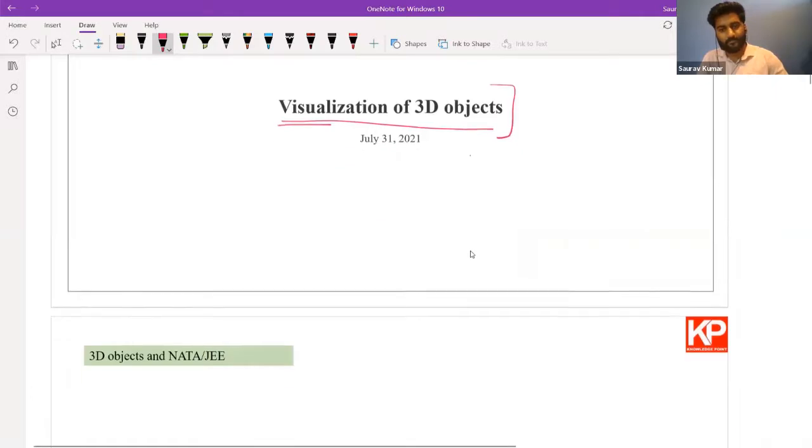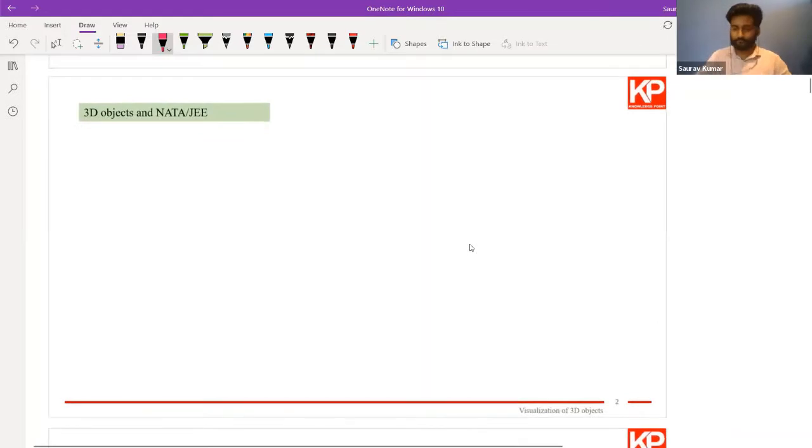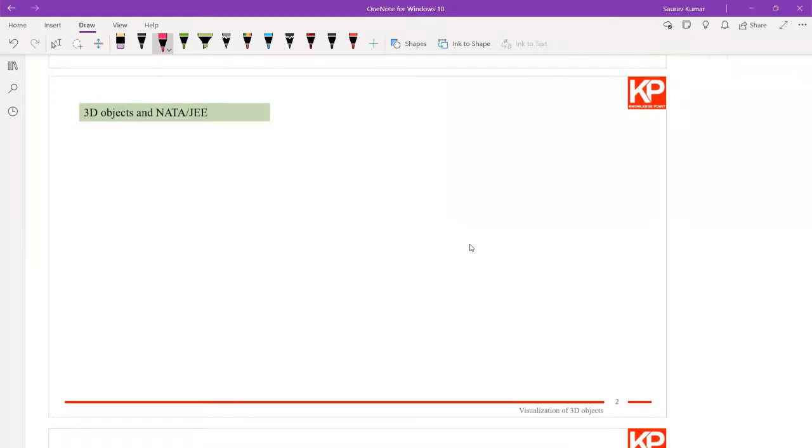So if we start with it and look at the 3D objects and our two exams, NATA and JEE. Also, most of you guys are in 12th this year. Are most of you those who just recently got your board result, like yesterday, I guess? So you guys are happy or in some kind of trauma or something, as per the result? Sir, it's okay.